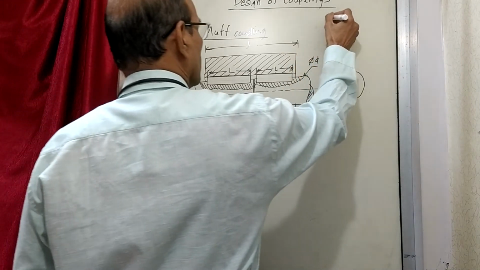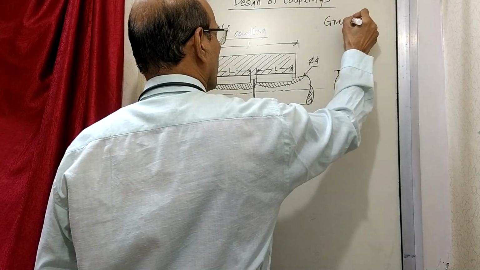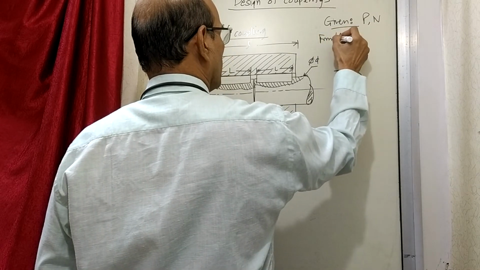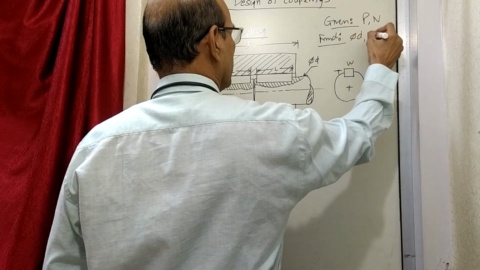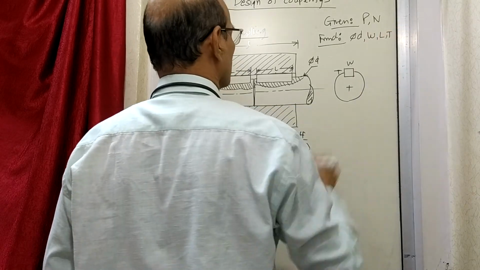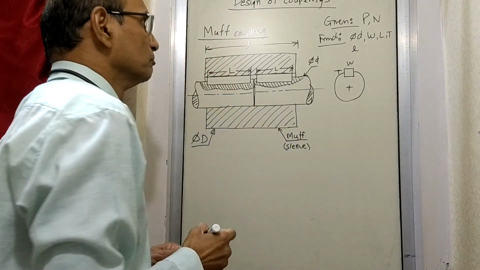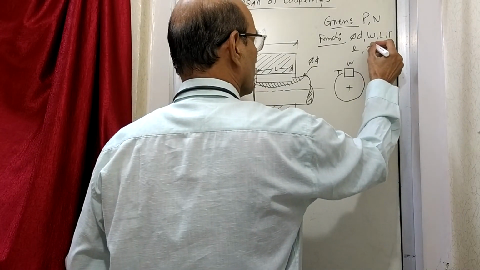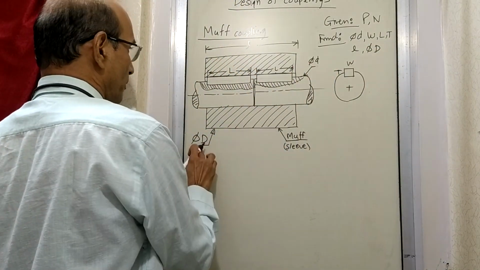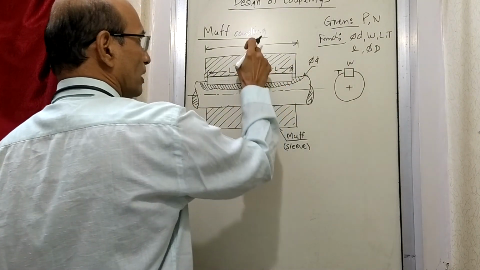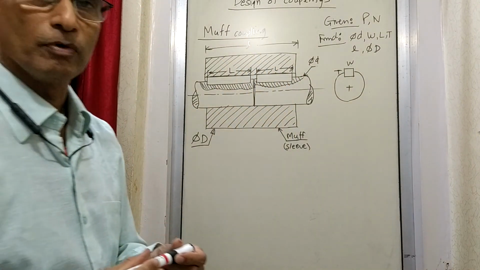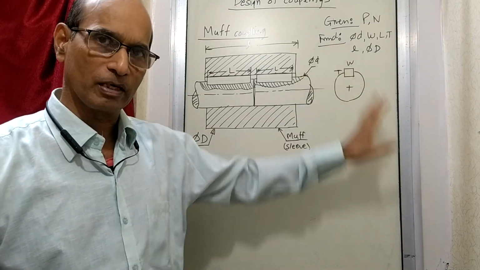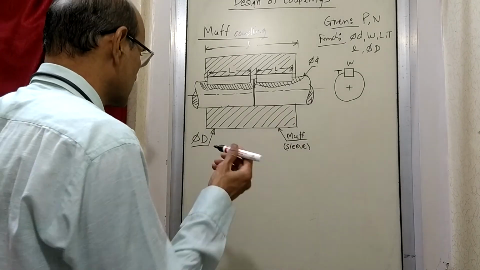You are given the power transmitted and the speed, and you are asked to find the shaft diameter small d, W, T, L and small l. We have to design the key, and the capital D also. These are the different things we have to find out, and the exercise is almost similar to what we have done in the case of a key. So how do we start?